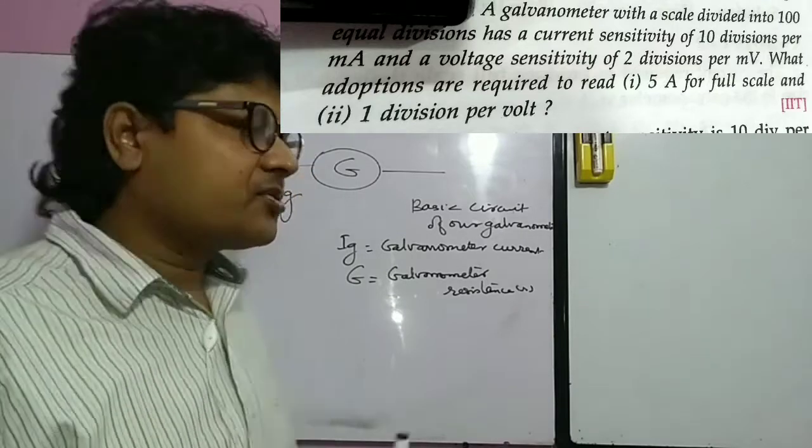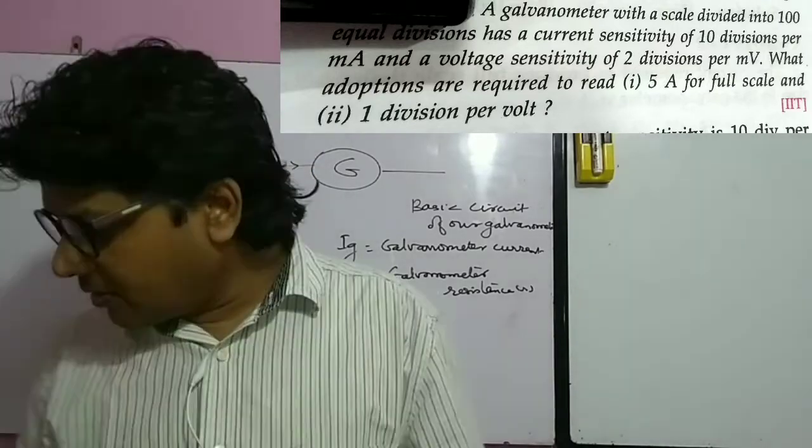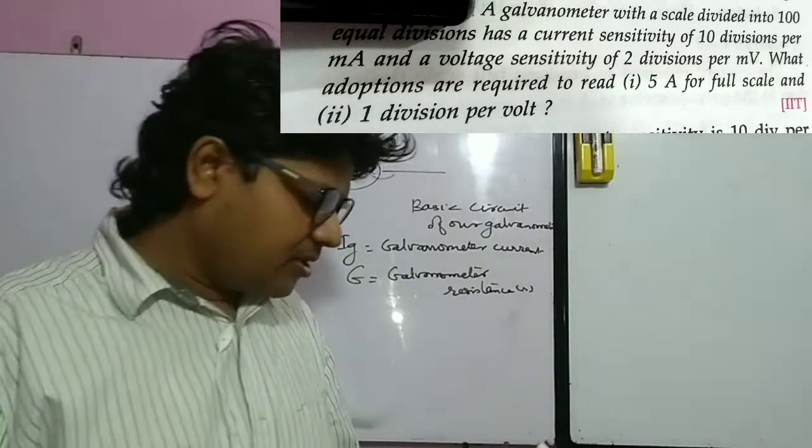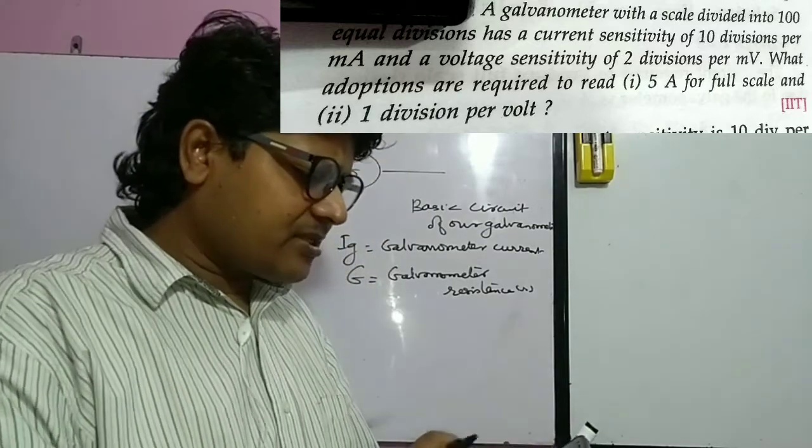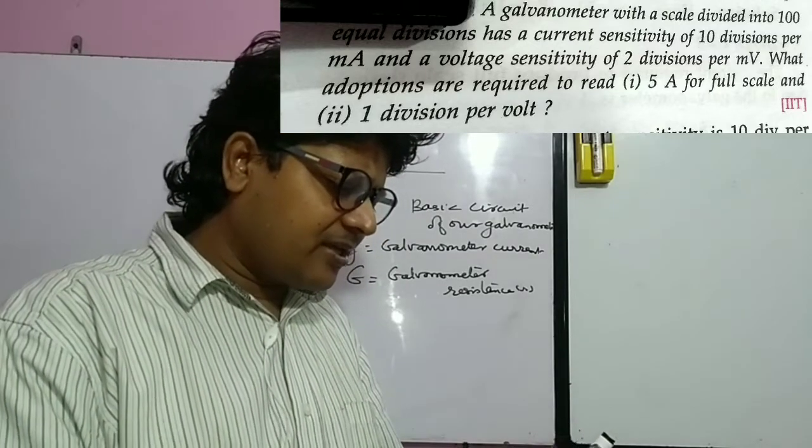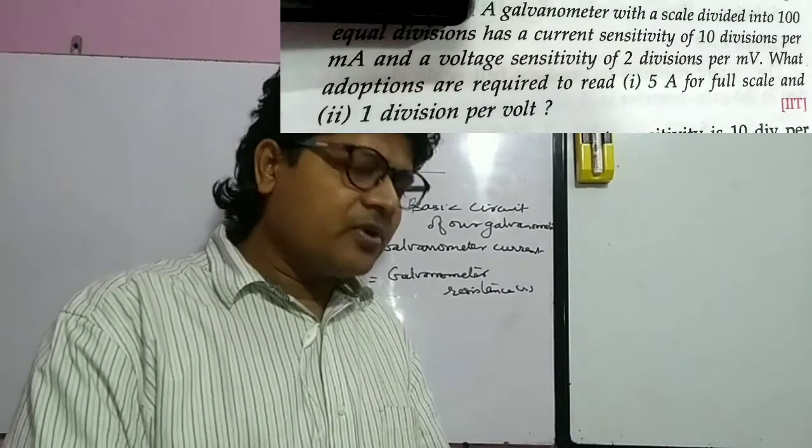Now I would like to read the question. The question is, a galvanometer with a scale divided into 100 equal divisions.